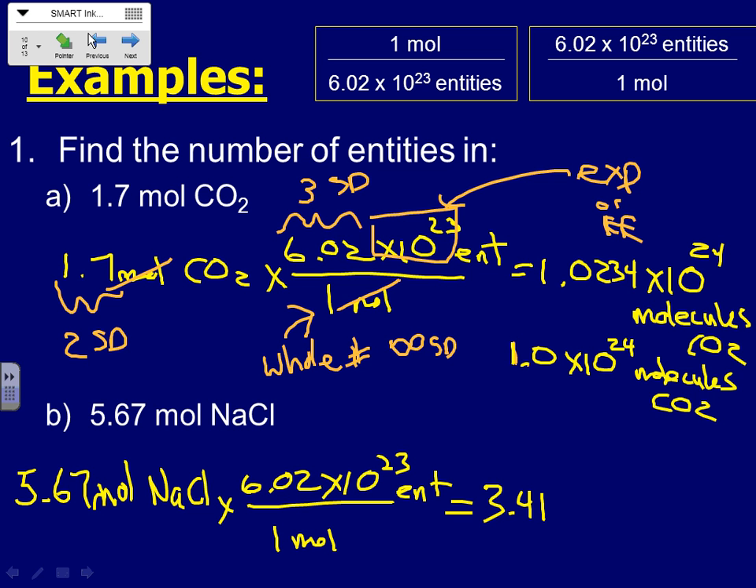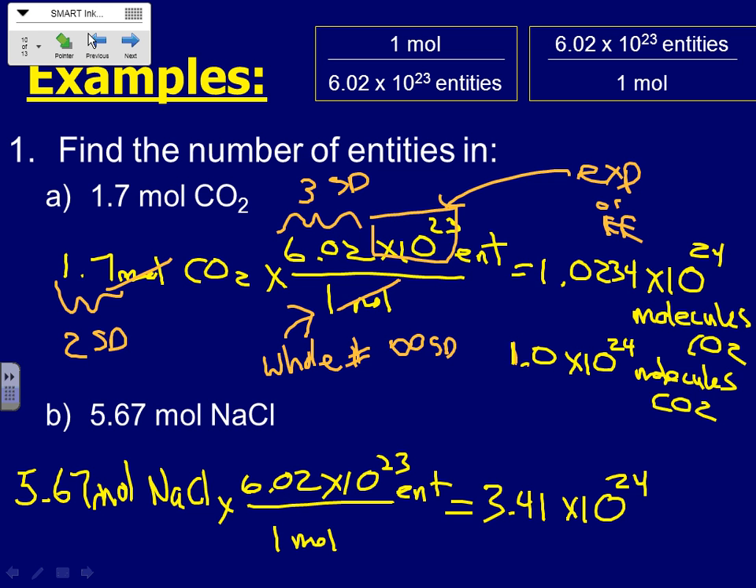So you would have 3.41, and then what came after? 334, but you're knowing that this is 3 significant digits and 3 significant digits, so you're going to round that and leave it. Nice job. Times 10 to the 24. And NaCl, what do we call those little entities? Yep. You're right. They're called formula units.